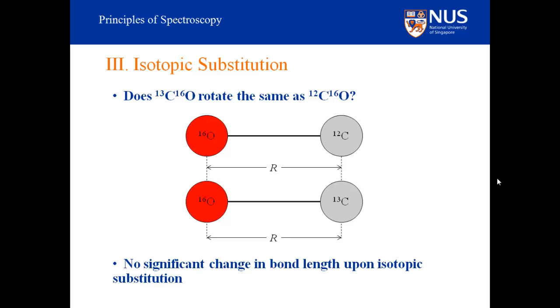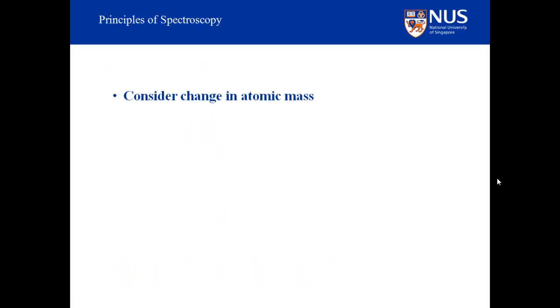So there is no change in bond length upon isotopic substitution. At least no significant change that we need worry about. That means that if the bond length stays the same, then the reason why we see different rotational spectra is because the reduced mass is clearly different. The reduced mass won't be the same, and so the rotational constant will be different, and so the spacing between the lines will be different.